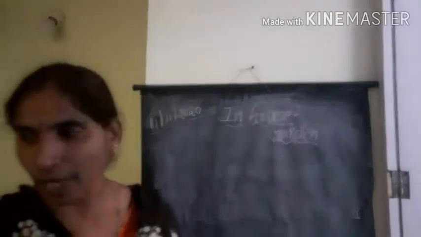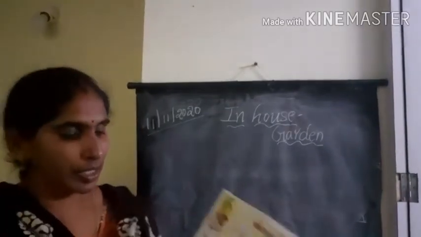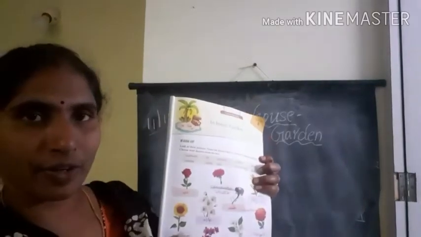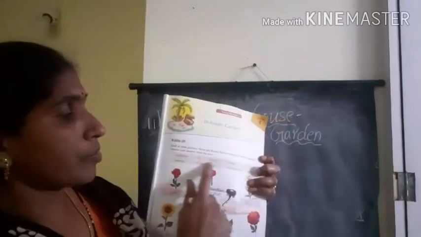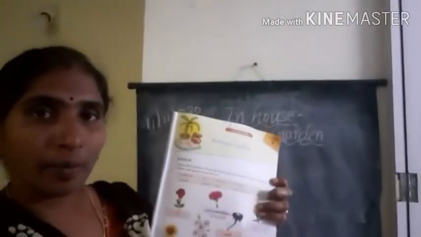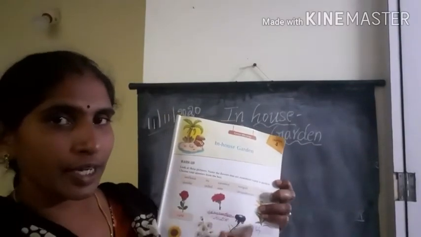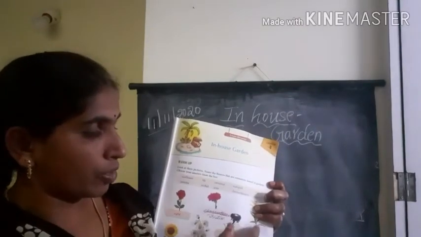Before that, we have a warm-up page. You have to complete this warm-up page. You have all kinds of flowers here, different kinds of flowers. And the names are given here in the box. You collect the name from this box and write each one in the space provided.